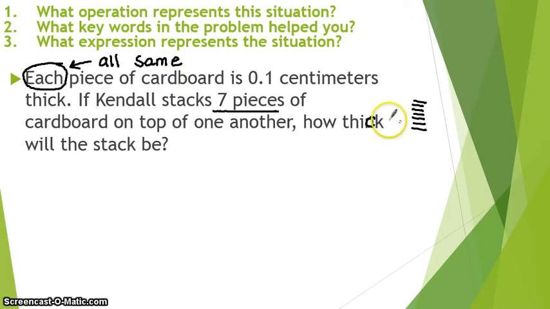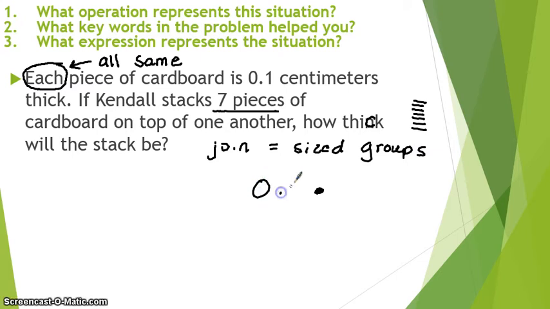Well, if each one's the same, then we are adding or joining equal size groups. If we join equal size groups, what operation is that? Multiplication. So we have 0.1 centimeter 7 times. This is a multiplication situation.